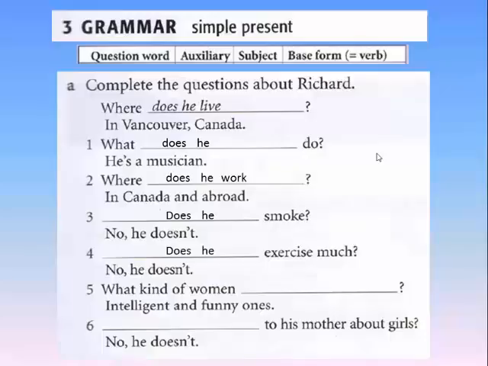No, he doesn't. Number 5. What kind of women? Intelligent and funny ones. We are interested in asking the kind of women that interest him. So we ask by saying, what kind of women does he like? Intelligent and funny ones. And number 6, to his mother about girls? No, he doesn't. And the question is, does he talk to his mother about girls? No, he doesn't. This was a review of the questions in simple present.